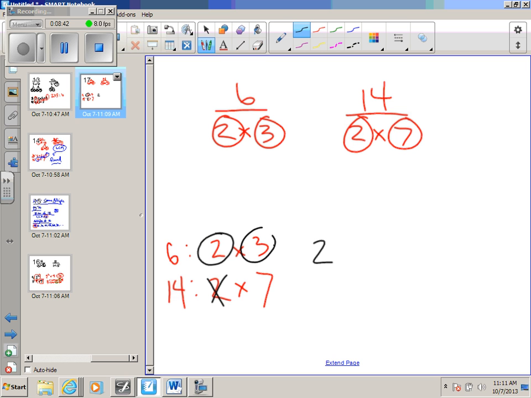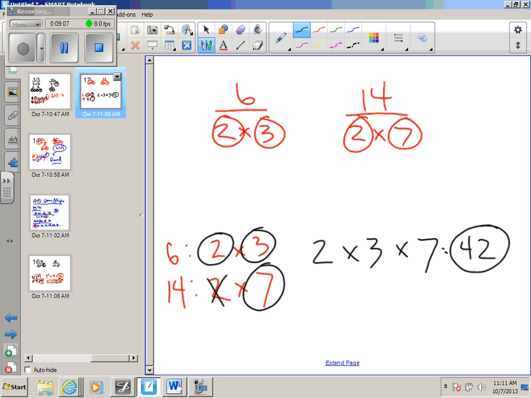Then what's next? The 3. And finally, 7. Now remember, they don't have to have these in common. That's why I can use the 3 and the 7 especially. Multiply them out. 2 times 3 is 6. Times 7 is 42. 42 is your least common multiple. Larissa.